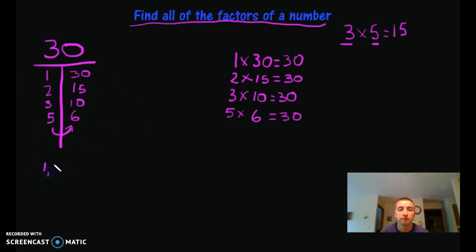So these are all the factors of 30. I have 1, 2, 3, 5, 6, 10, 15, and 30 as my factors of 30.